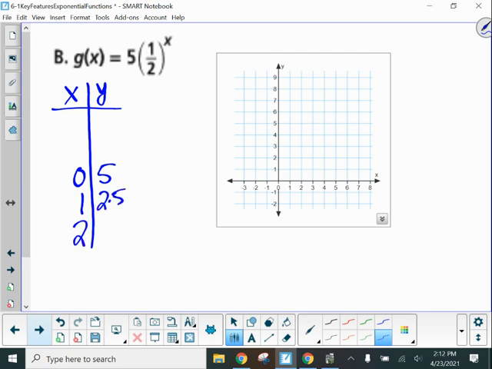If I plug in 2, 1/2 to the second power is 1/4, because I'm squaring top and bottom. 5 times a fourth is 5/4, which is 1.25. If I were to plug in 3, 1/2 to the third power is 1/8. 1/8 times 5 is 5/8, which is 0.625. Let me just check that.